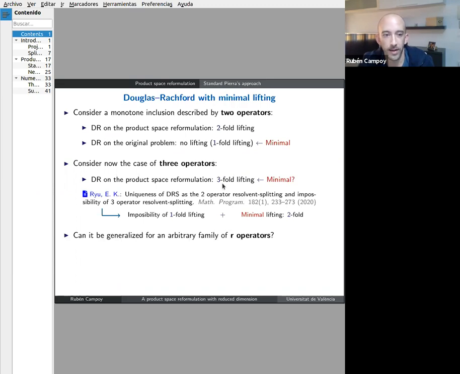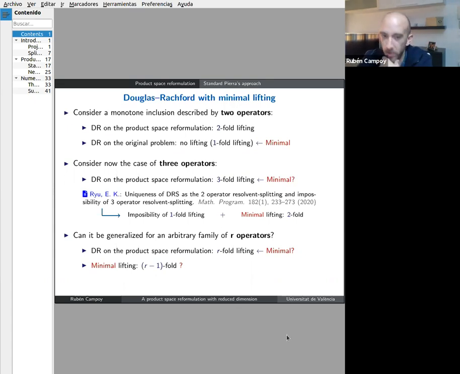So the question is, can we generalize this result for a family of R operators? We know that on the product space reformulation, the lifting is R-fold. But the question is, is that minimal, or can we generalize the result and get a minimal lifting of R minus 1?